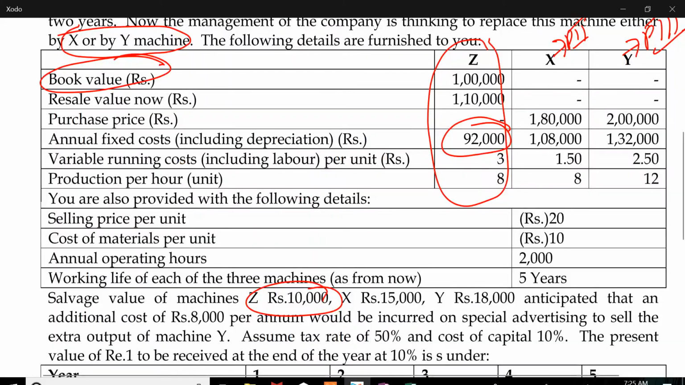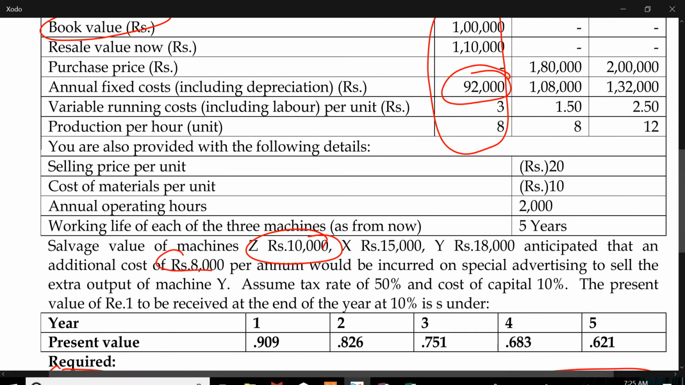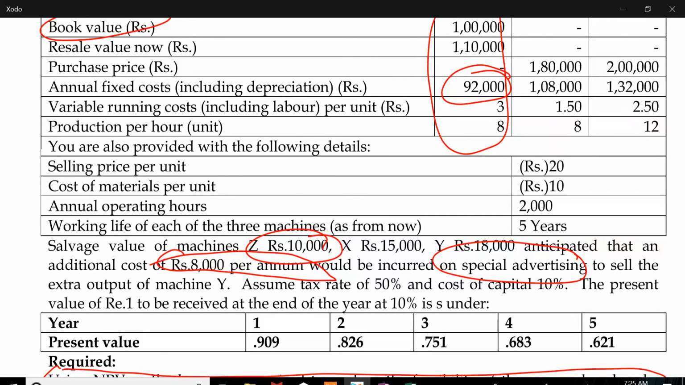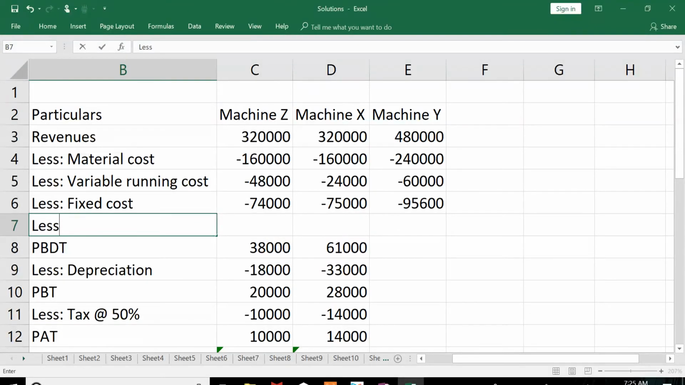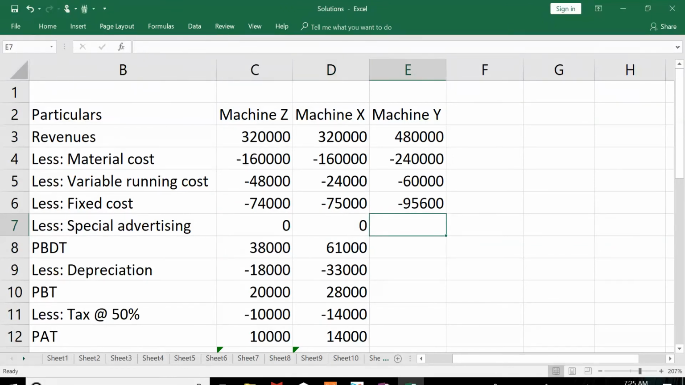Now this line gap is because there is one more expense given in the question. What is that? Advertising. Additional cost of 8,000 per annum would be incurred on special advertising to sell the extra output of machine Y. Less special advertising. How much is that? 8,000. Beyond this, it is the same thing. You guys can complete it.